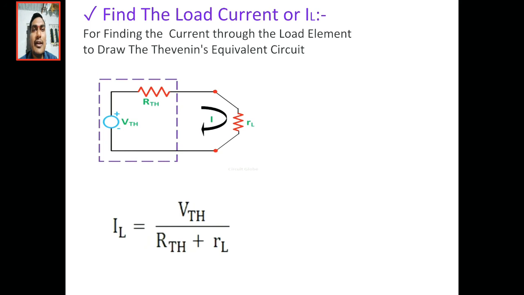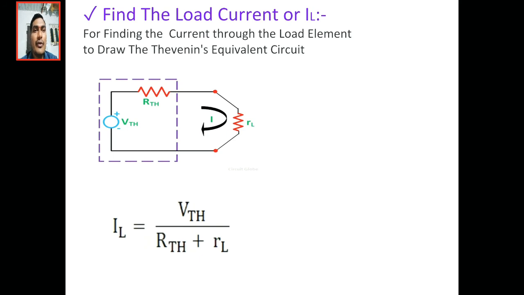The same current is flowing through the RTH. So RTH and RL are in series. So IL is equal to VTH divided by RTH plus RL, because RTH and RL are in series. In this way we will find the load current through the load resistance by using Thevenin's theorem.